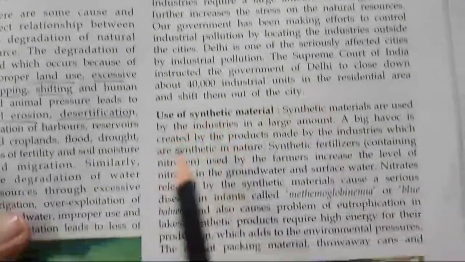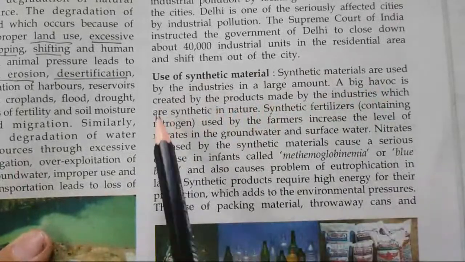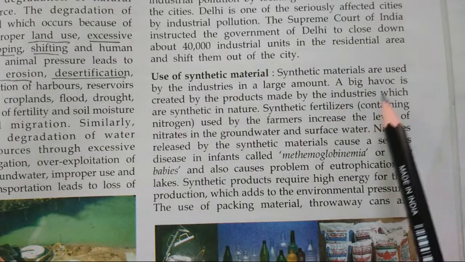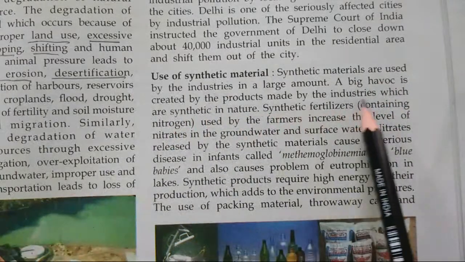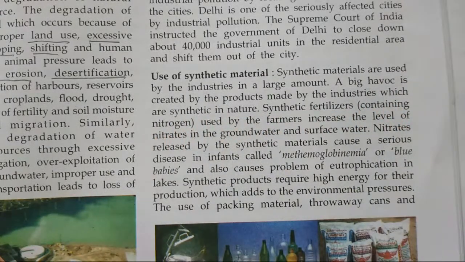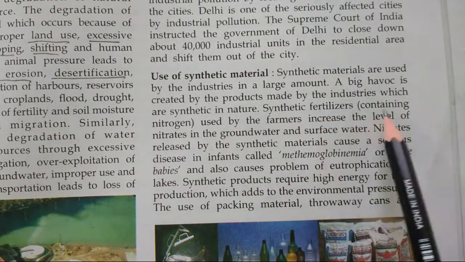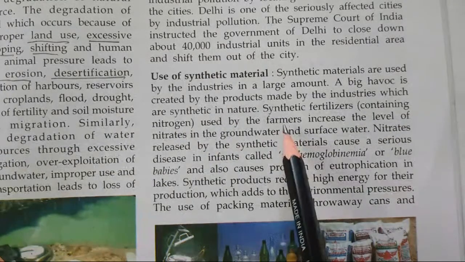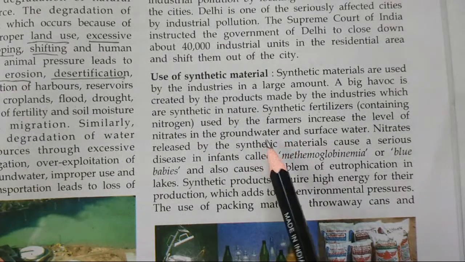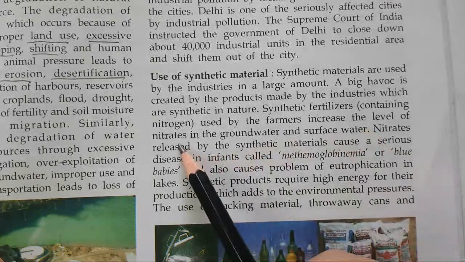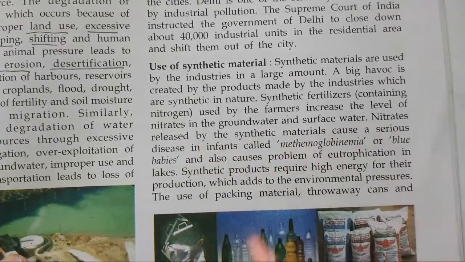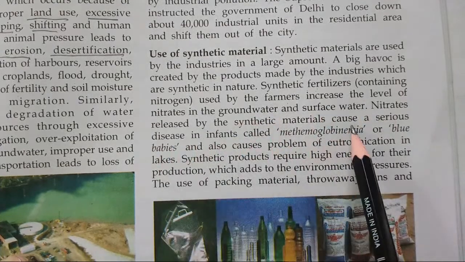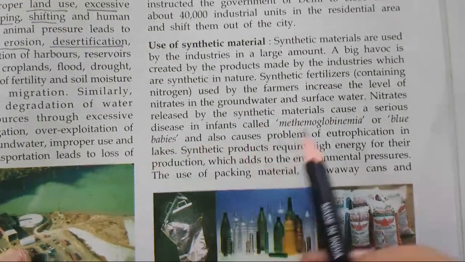But the use of synthetic material is increasing. It is increasing everywhere. A big havoc is created by the products made by industries which are synthetic. The synthetic means synthetic fertilizers used by the farmers. Farmers use the fertilizers directly in the field, which increases the level of nitrates in the groundwater and surface water. These nitrates released by the synthetic material cause disease in infants.